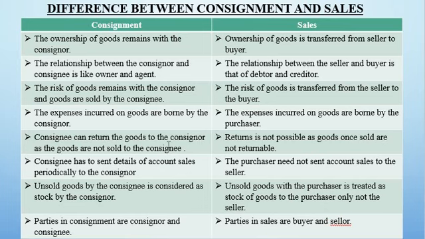He can return those goods back to the owner, to the consignor, because those goods are not sold. The consignee only has the right to sell the goods. So if any unsold goods are there, then they can be returned to the consignor. But when it comes to sales, returns are not possible. Why? Because the goods are being sold.